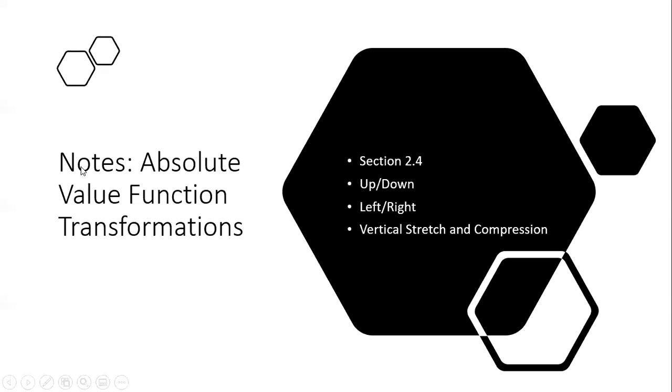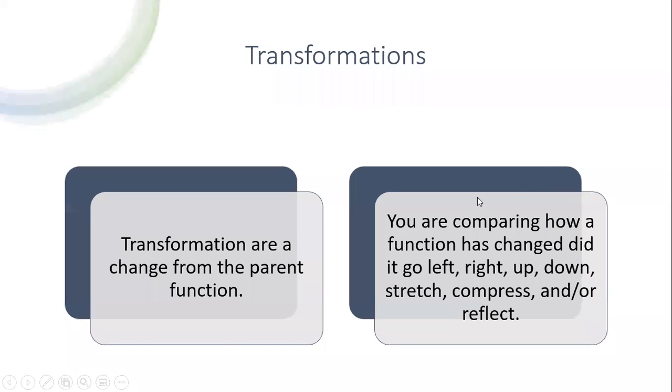So today we're doing notes over absolute value function transformation. This is section 2.4, and we're going to talk about the graph going up, down, left, right, vertical stretch, and compression.